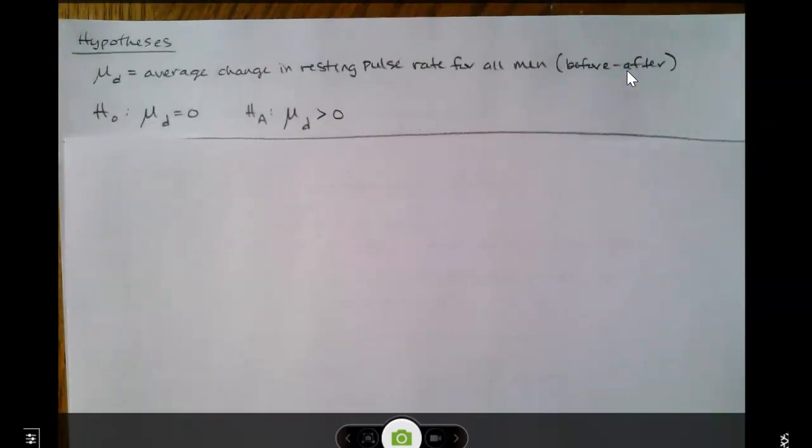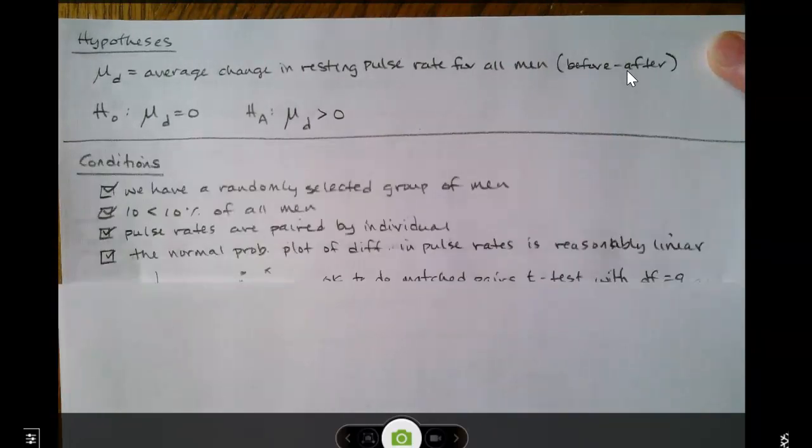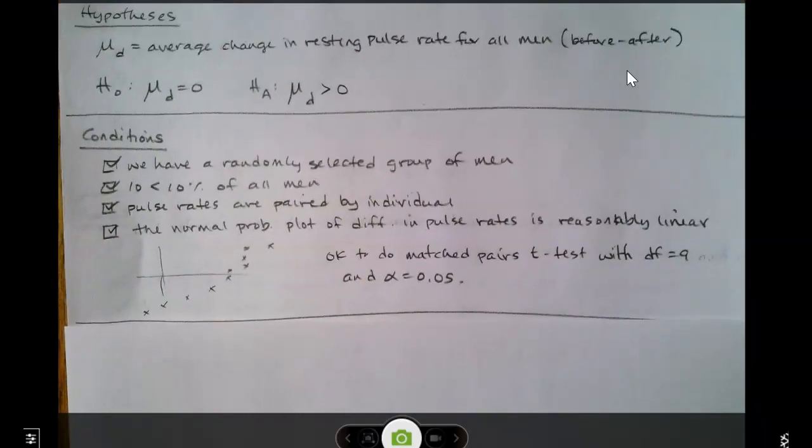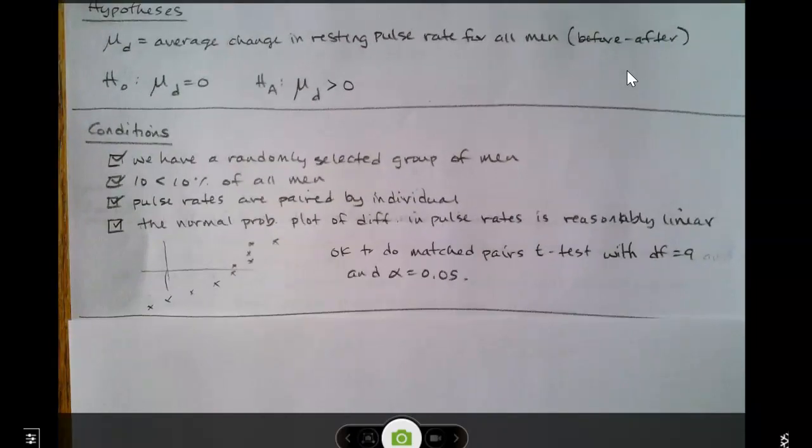And then our next step is to go ahead and check the conditions for the procedure that we're going to run. So our conditions are as follows. We were given that the men were randomly selected, so we can assume that they're a representative group of all men. 10 is certainly less than 10% of all men. And then you don't have to check this condition about the data being paired, but it's not a bad idea, if you're going to pair them, to explicitly state what they're paired by, just so you're making sure that you do in fact have paired data.